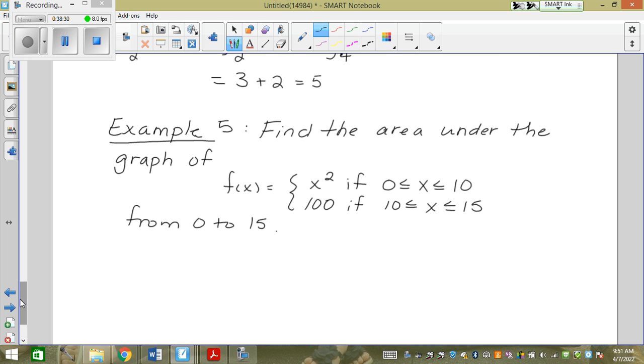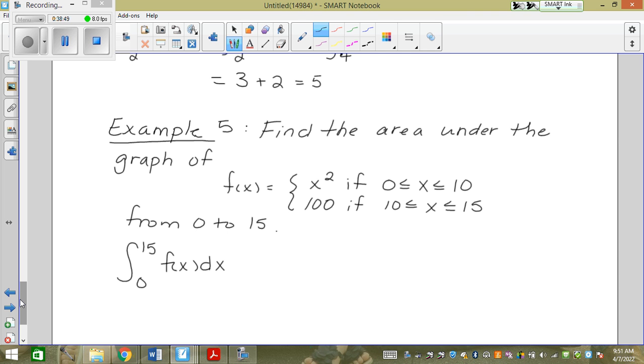So what do they want? They want the area under the curve. They want the integral from 0 to 15 of f of x dx. We agree? Problem: up until this point, I've given you f of x is x squared plus blah, blah, blah, and you just do the antiderivative and fill in, correct? This time I'm giving you a piecewise.